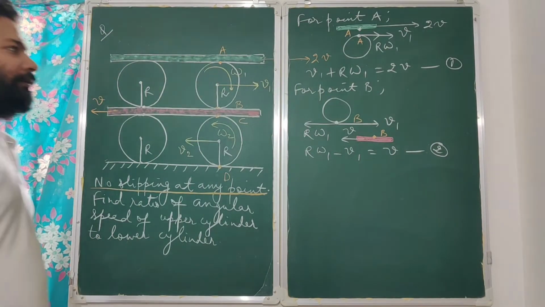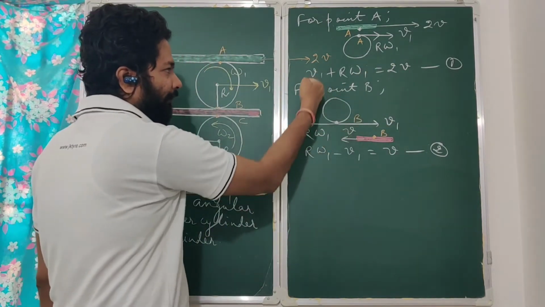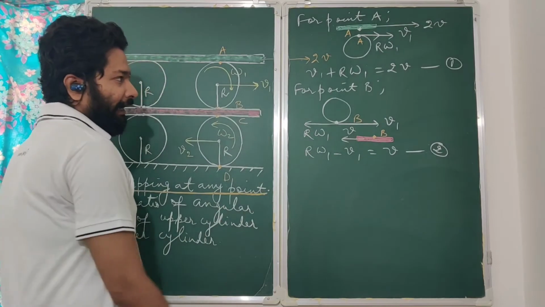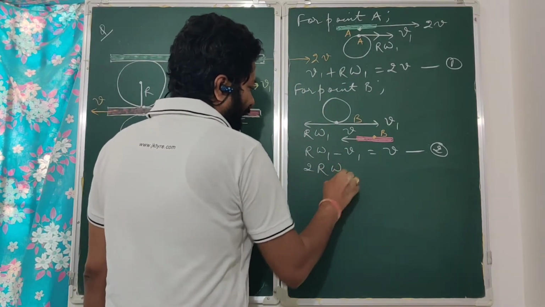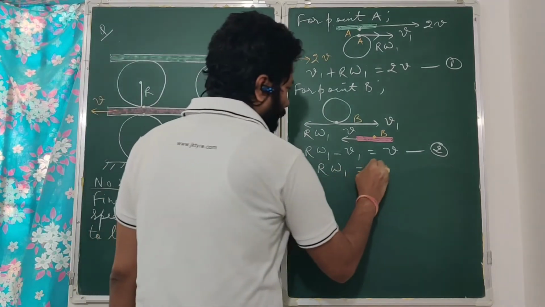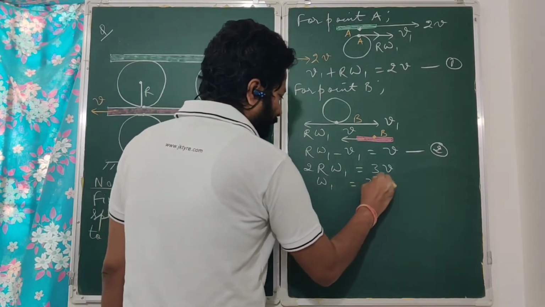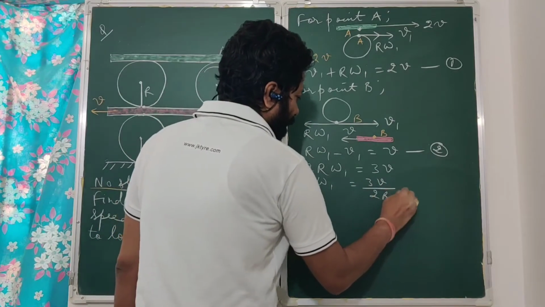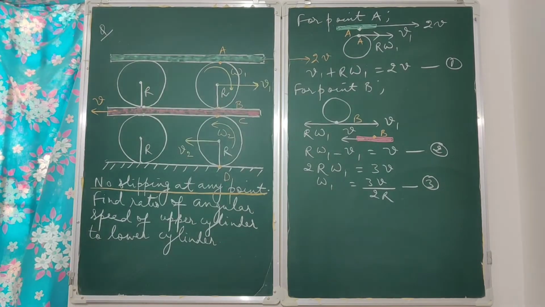So now what we do is we add up equation number 1 and 2. When you add up, plus v1 and minus v1 will get cancelled, and what will you get? 2r omega 1. So you can write 2r omega 1 as equal to 3 times of v. So what is omega 1? It will become 3v by 2r. So let us say this is your third equation.